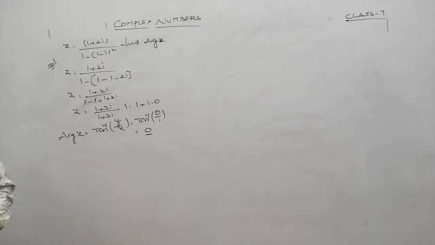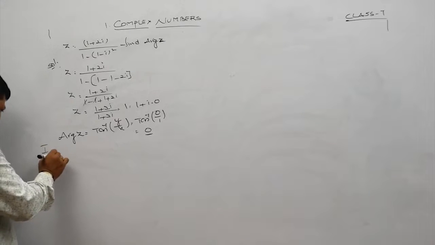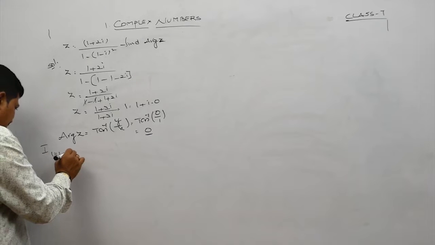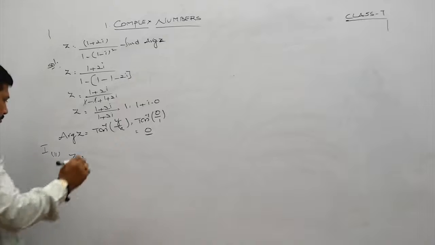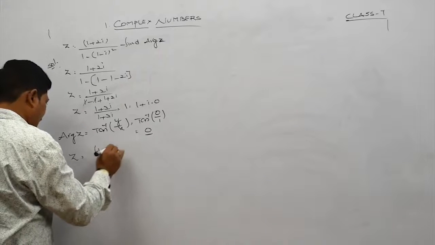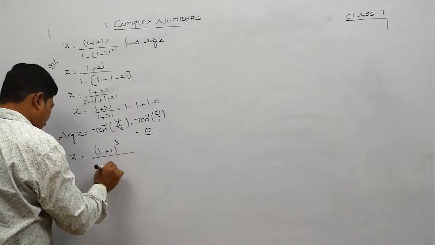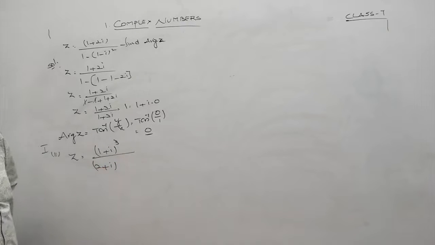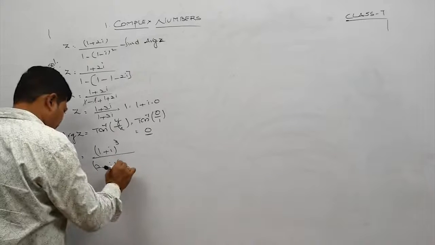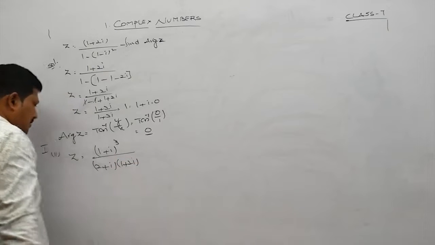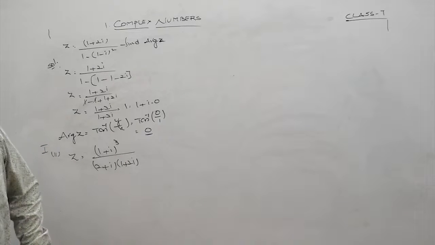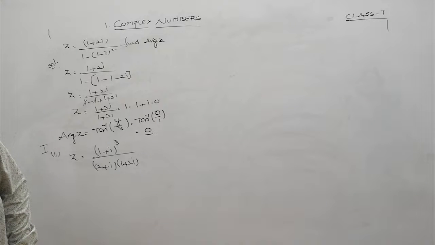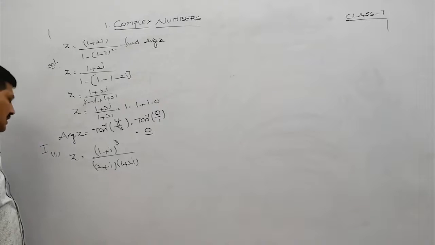Simplify the following complex numbers and find their modulus. So Roman number 1, 2 questions are there. I will do the second one. So z is equal to 1 plus i whole cube into 2 plus i into 1 plus 2i. So most importantly, here you are asked to simplify and find their modulus. So 2 questions are there.